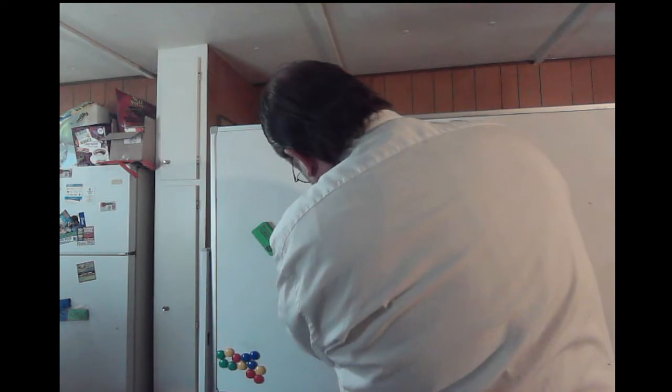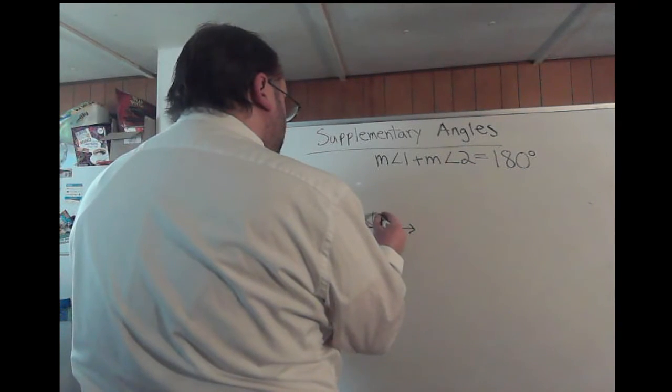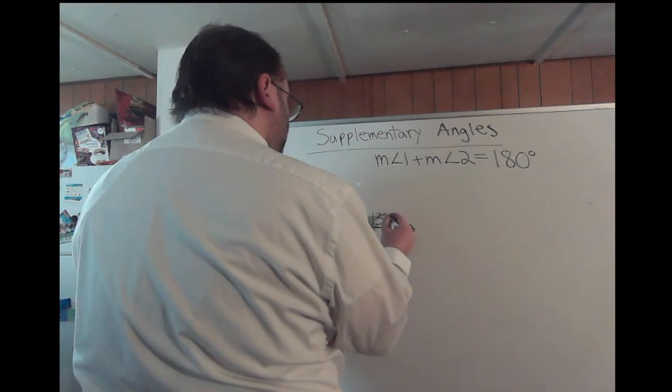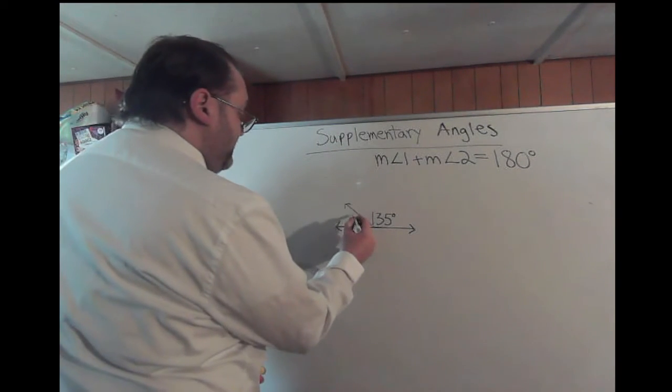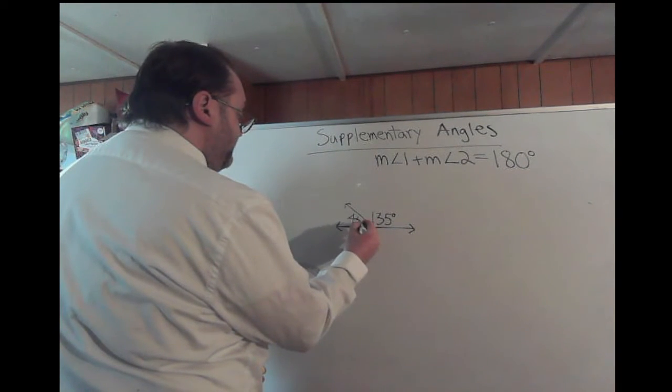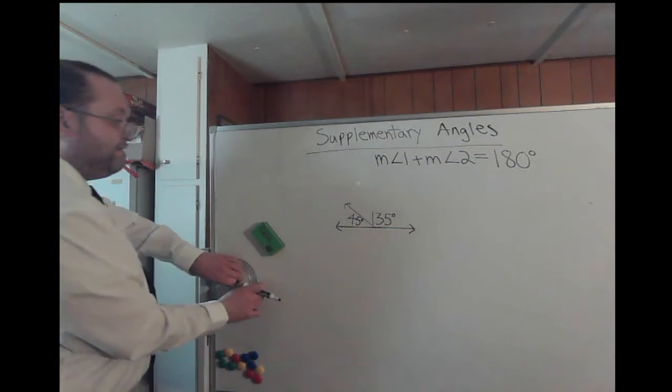A bit of my drawing phase here. So we have two angles here. Let's say the first angle is 135 degrees. So the second angle, that would have to be, well, 45 degrees in order to be 180.